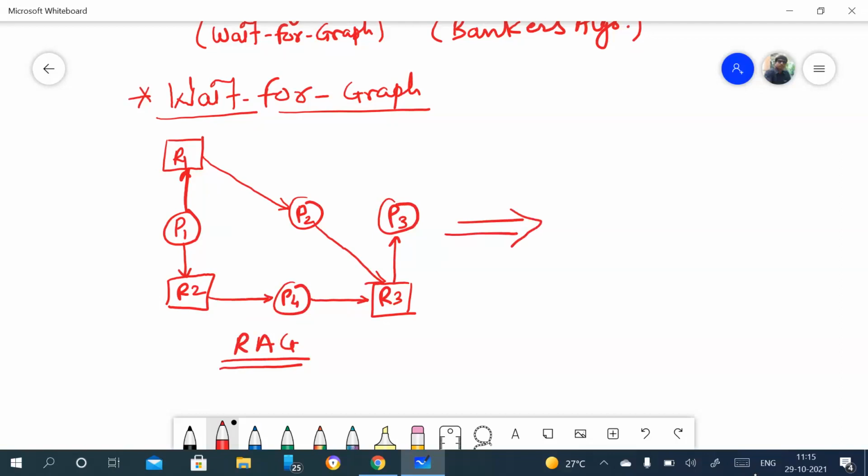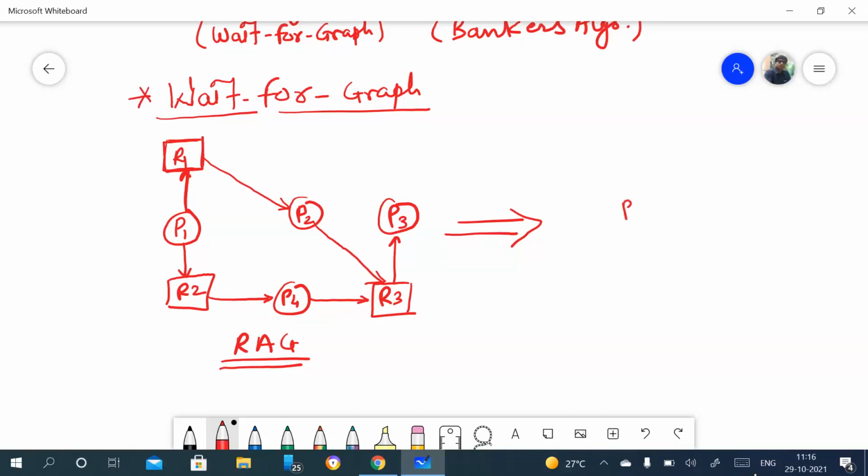As I said, for the wait-for graph, we don't show the resources, because every resource has a single instance. So that is obvious. If process P1 is waiting for the resource which is held by P2, it means there is a single instance and P1 is requesting for that, right? So here, how many processes are there? P1, P2, P3 and P4 we can say.